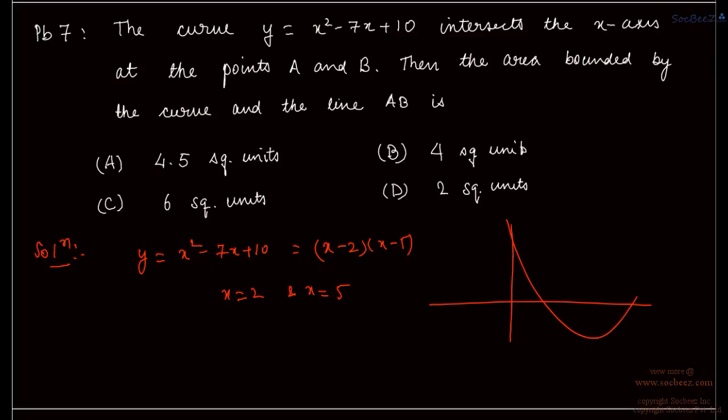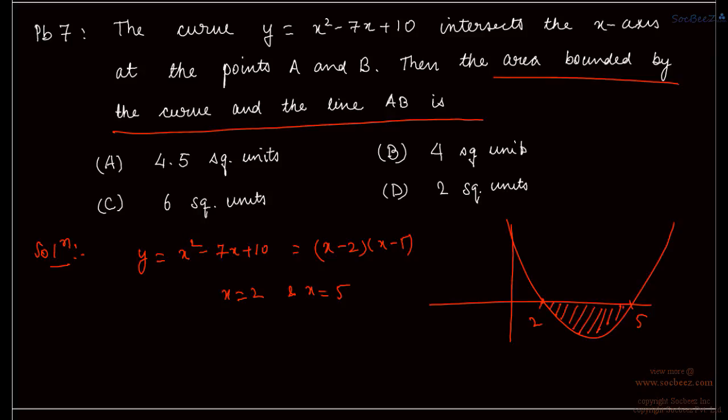So we have a curve something like that. This value is 2 and this value is 5. So the question is asking the area bounded by the curve and the line AB. So the question is asking about this area, so we have to find this area. This area is the modulus of the integration of the curve x square minus 7x plus 10 from 2 to 5 dx, right?